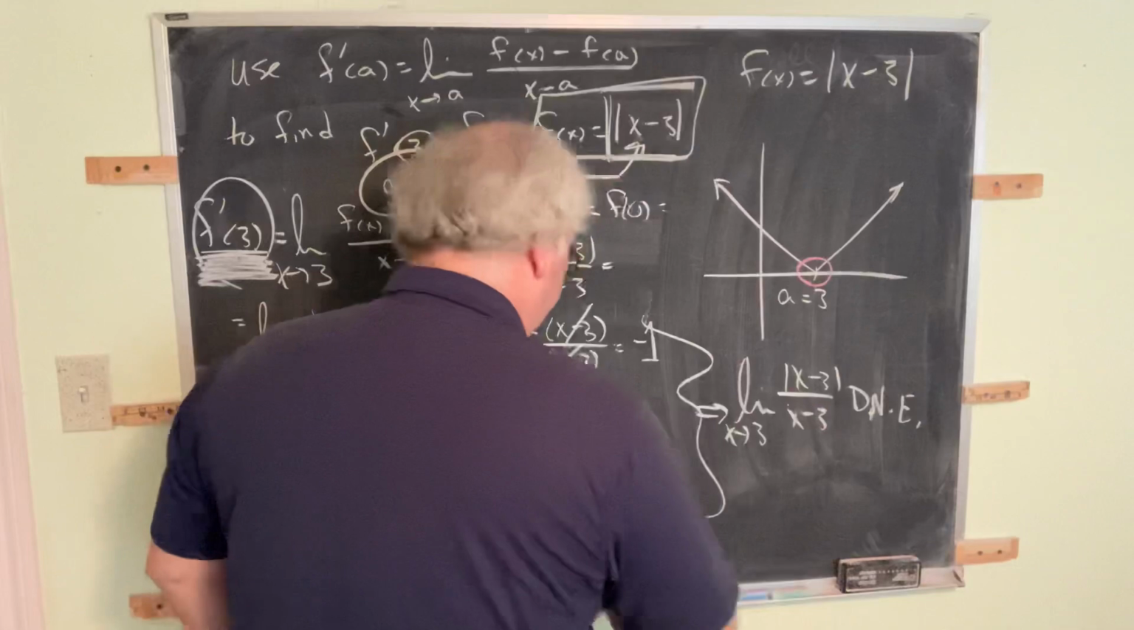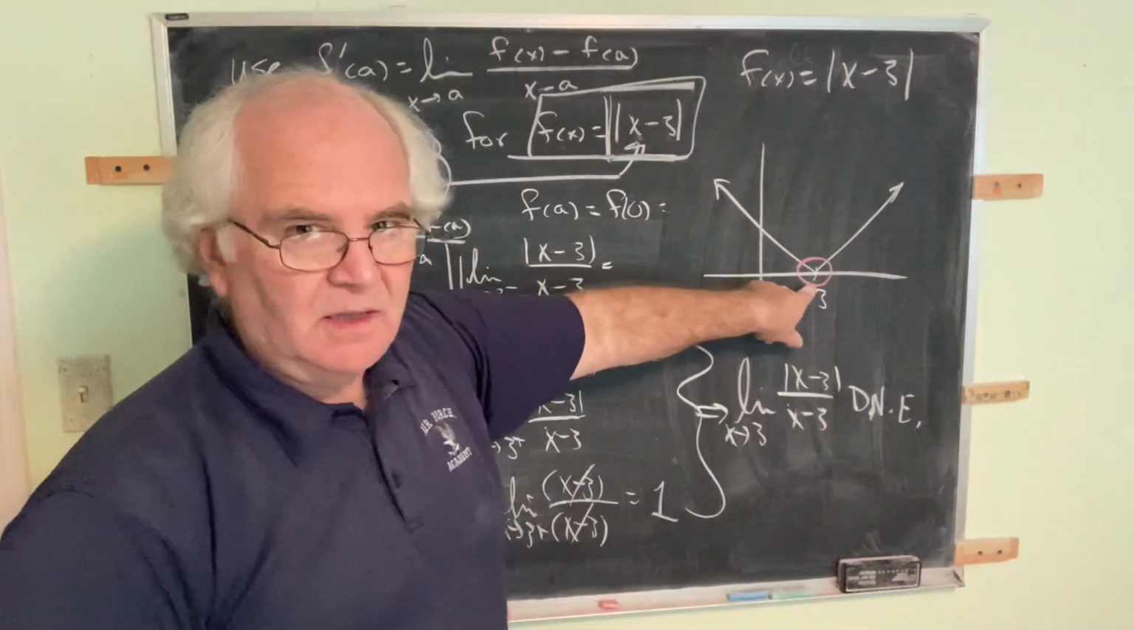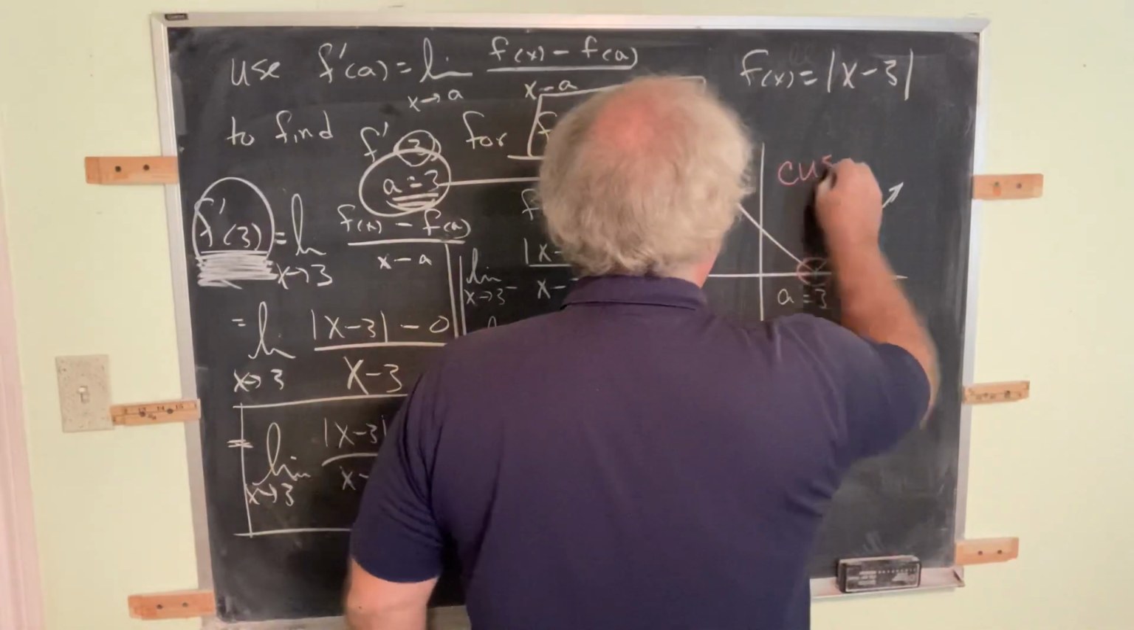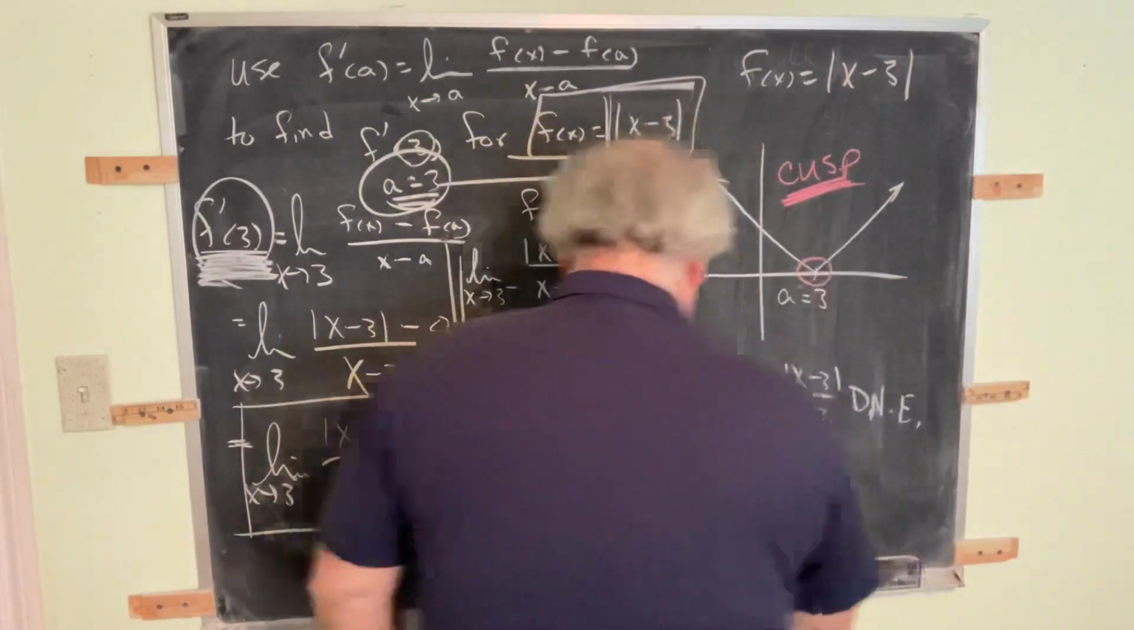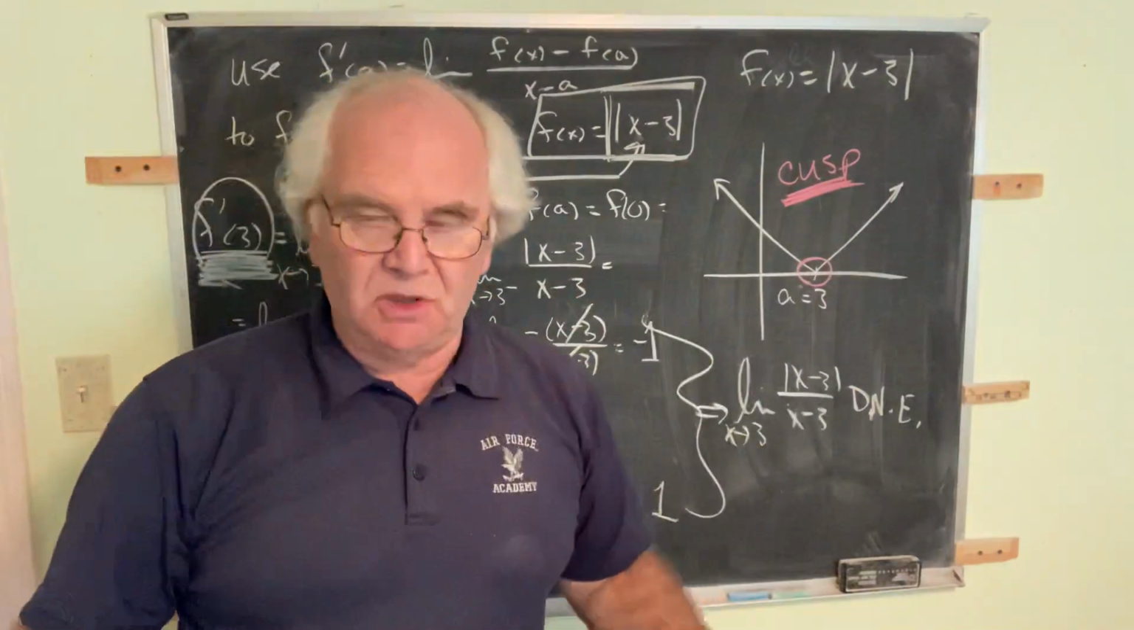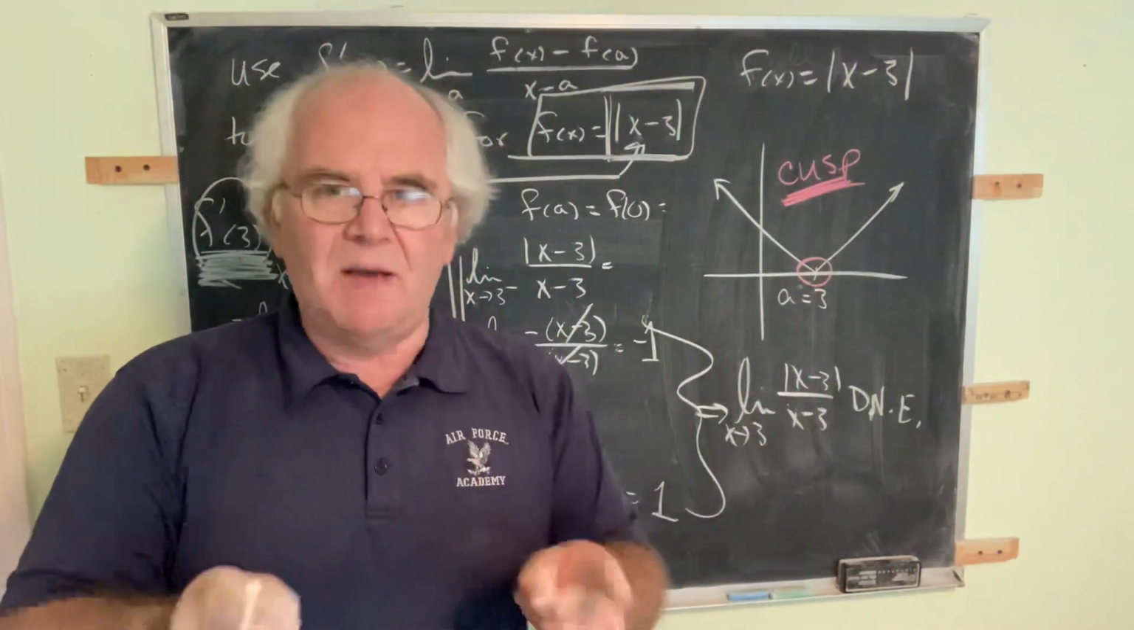That is to say, at this point. That point has a special name. It's called a cusp. And this is a specific case of a larger notion, which is what I'm after. What I'm after is this.